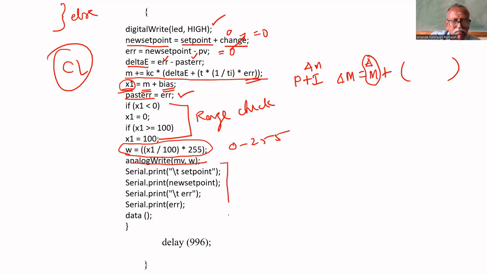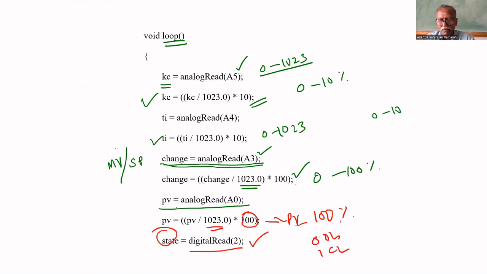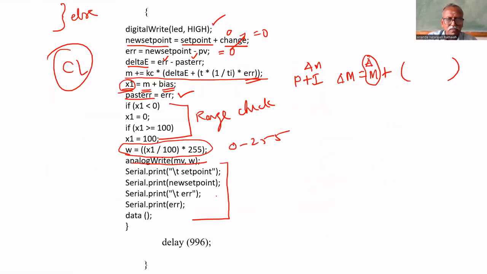Then we are going to print the values, that is set point, new set point, error, and all we are going to print. In addition, a function called data is there, which is also to print the values. I didn't copy that part. You know that. We'll type PV, KC, TI, and change. These will all be typed in that data.